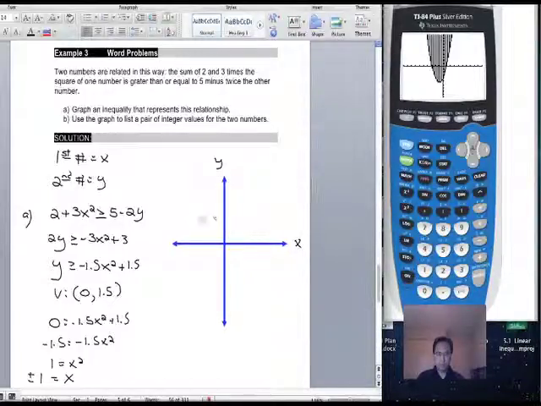Okay, so my vertex is at 0, 1.5. That's going to be right here. And my two x-intercepts are at 1. I take a look at the inequality symbol, greater than or equal to, so this is going to be a solid line. Because it's greater than or equal to, we're going to shade above it.